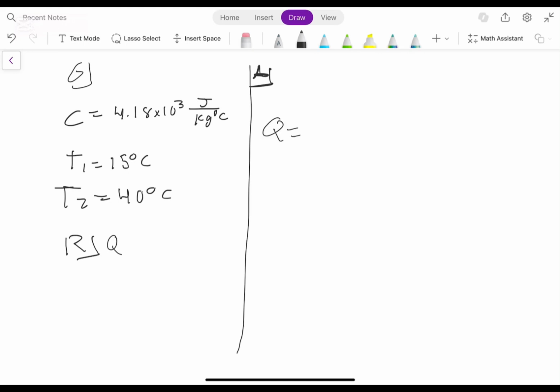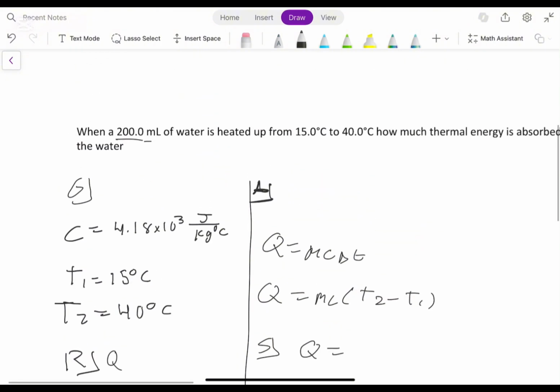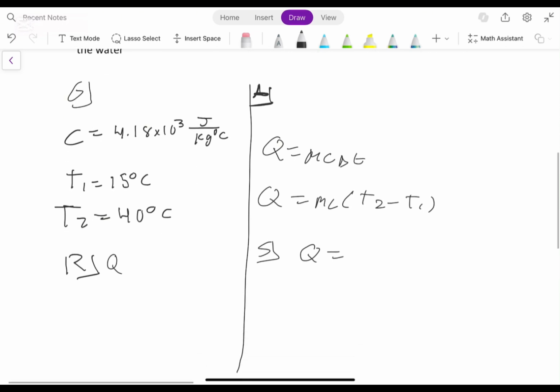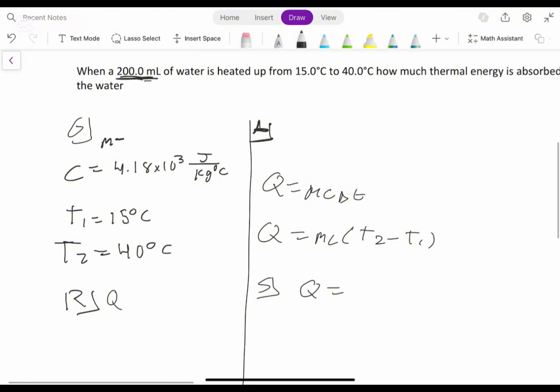We know that Q is equal to MC delta T, and Q is equal to MC T2 minus T1. And we can just go straight into our solution. So Q is equal to the mass. Remember we talked about how the mass of water, 1 milliliter of water is equal to 1 gram. So we can convert this from the mass right away. We can just go mass is equal to 0.200 kilograms, because 1 milliliter is equal to 1 gram of water.